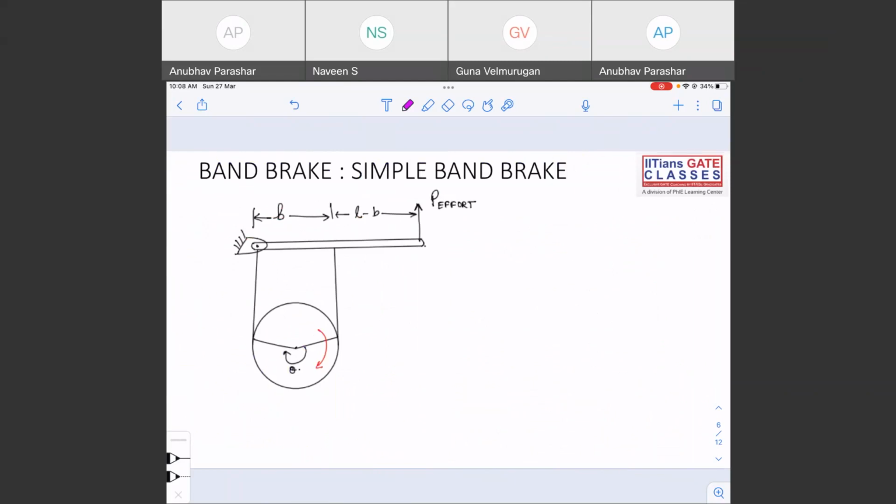I'm putting the effort in the upward direction. What I'm doing is holding this and pulling it up. Once I pull it up, tension will develop in the strings, and because of this tension there will be some friction. Some friction will get generated.